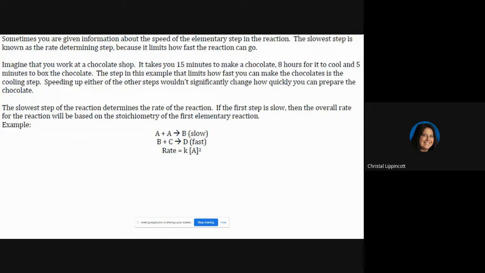Now, sometimes you're given information about the speed of the elementary steps. This is important right here. The slowest step is known as the rate determining step. That is going to limit how fast your reaction goes. So when we did our little activity out here a few minutes ago, who were our rate determining steps? Matthew and Jaden. They had the longest way to go. They had the most to make happen. That is going to be our rate determining step.